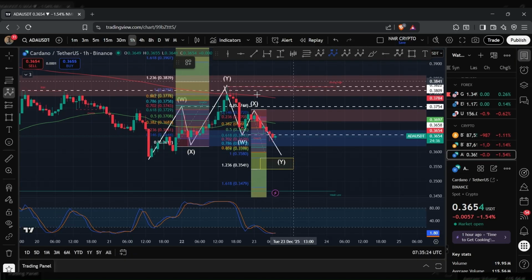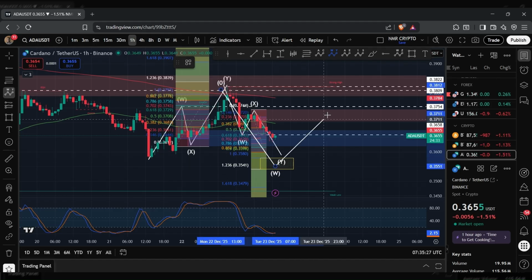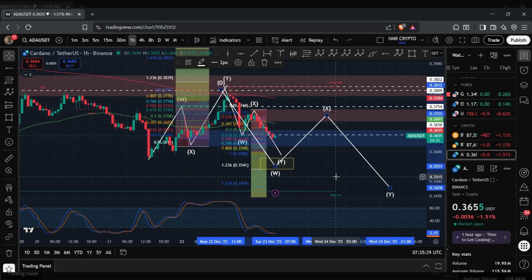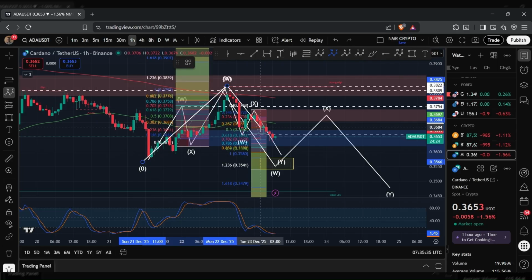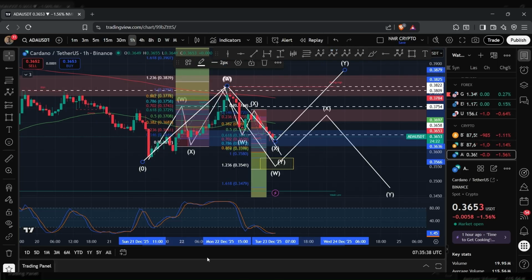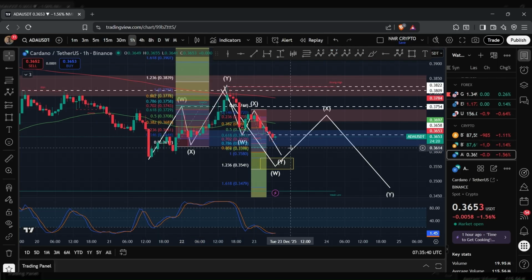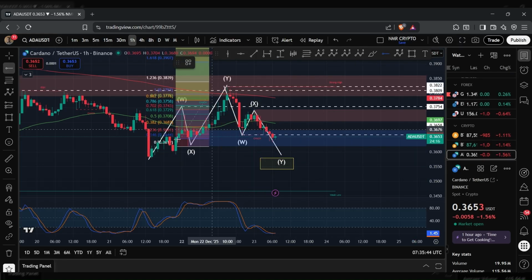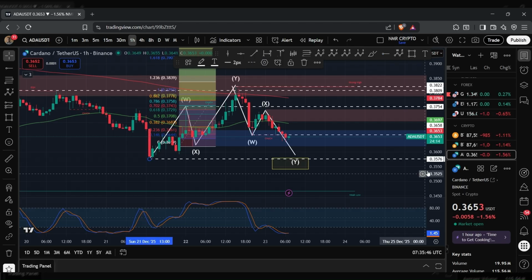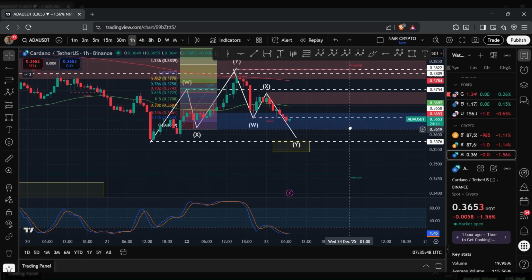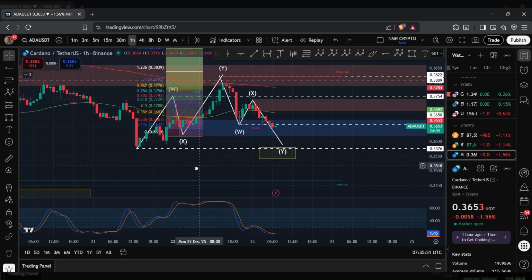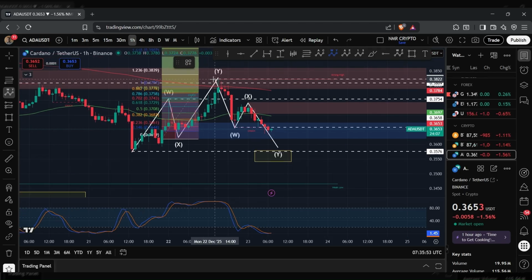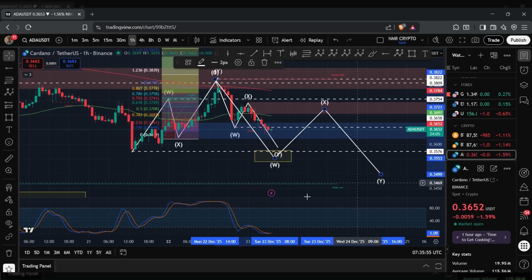Whether what we could see forming is a bigger WXY structure to the downside, or a potential bigger WXY structure to the upside. Only time will tell, really. For us to be bullish, what we need is for the price of ADA to not breach below this level here at 35.76 cents. If we do breach below this level, then we could be slightly bearish, and what we could see forming is this WXY structure.